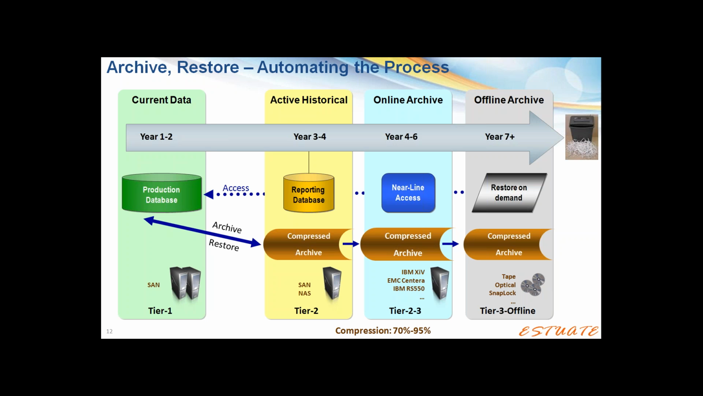As I said, Optim keeps the archive data in compressed archive file formats, and the compression ratio from Optim would be about 70 to 95%. Moving to the next slide.